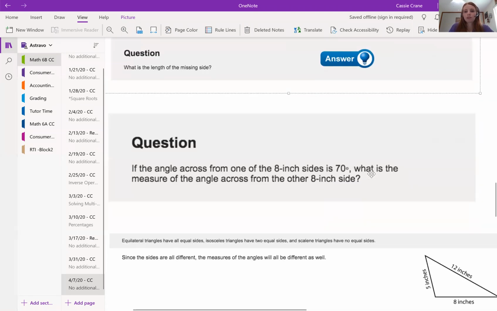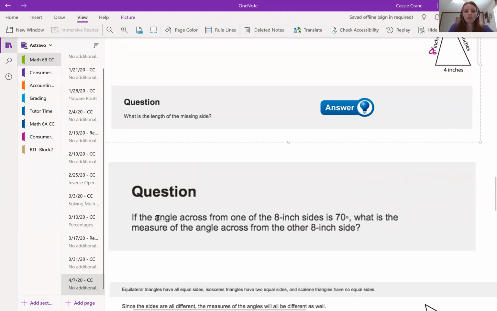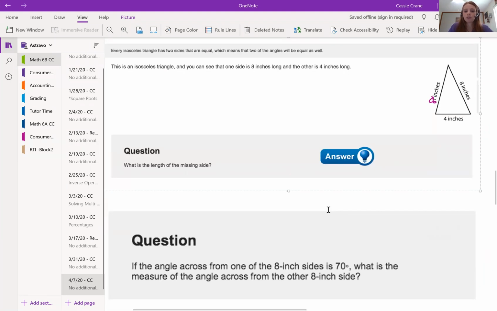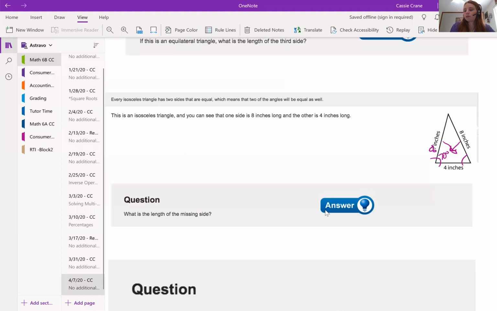Okay, so again, isosceles, 2 sides are the same. All right, here's another question about isosceles. If the angle across from one of the 8-inch sides is 70 degrees, what is the measure of the angle across from the other 8-inch side? So we haven't really talked about this, but let's say that the angle across from this one is 70 degrees. What would this one have to be? Yeah, since they're the same side length, the angles across from each of them would have to be the same as well. So we'd have 2 angles that are the same too. And in this case, if one was 70, they would also be 70.